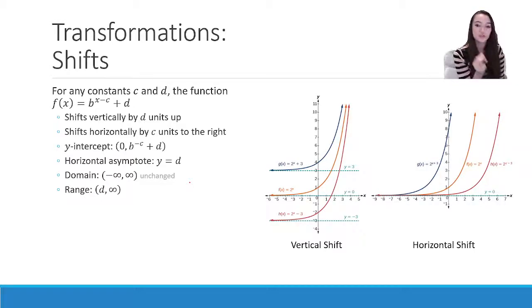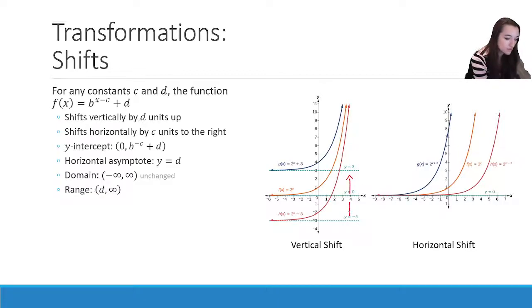Next, its horizontal asymptote will change. The horizontal asymptote is shifted by d. So it's normally at 0, it's now at 3 or negative 3, shifted up or down. The only time in any of these transformations that the horizontal asymptote changes is if we are adding or subtracting something outside of the function. Otherwise, the horizontal asymptote stays at y equals 0.